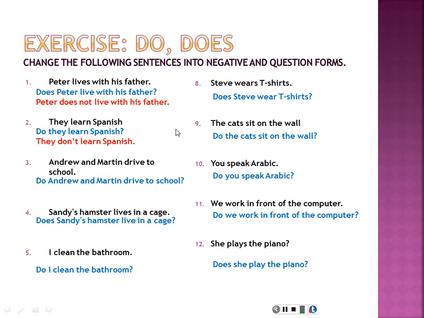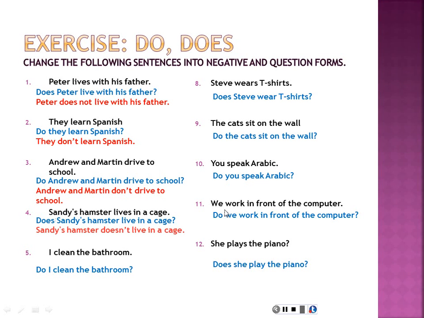They learn Spanish. They don't learn Spanish. So we can use contraction. We can use contraction by deleting O and adding an apostrophe. Number 3, Andrew and Martin do not drive to school. So we also added do not before the verb.